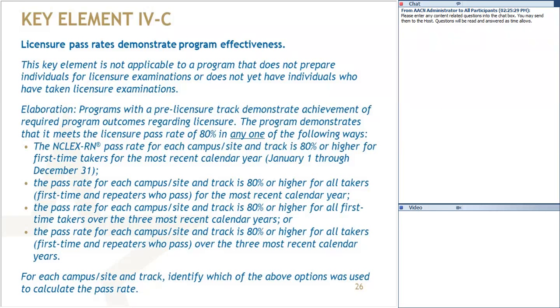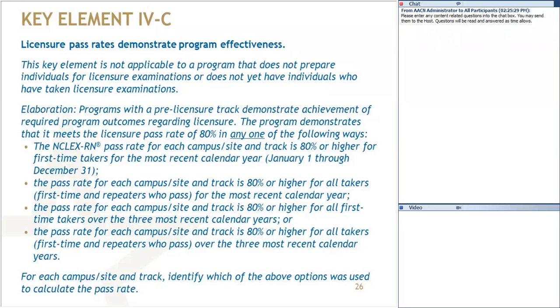Now, there are two other options that can be used. For options three and four, we're looking at a three-year period. And we're looking at everyone who took the exam over the past 3 years. For the third option listed there, the third bullet point, if the pass rate for the campus site or track is 80% or higher for all individuals who took the exam over the most recent 3 years, then there is compliance with the key element.